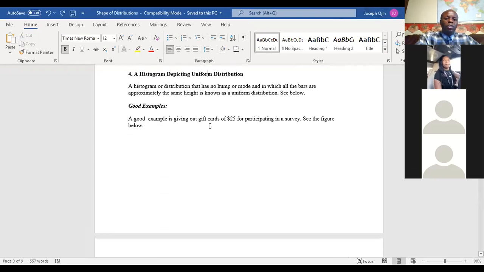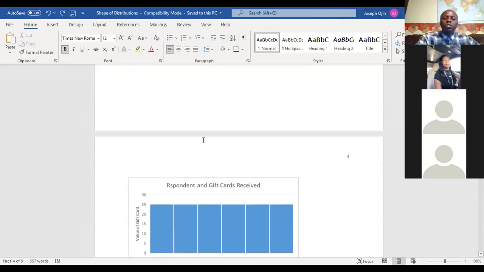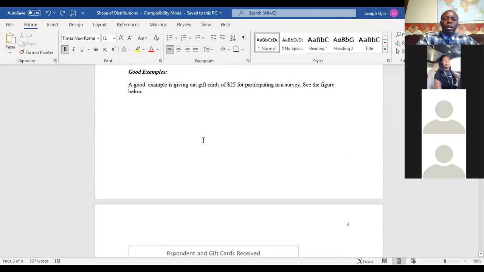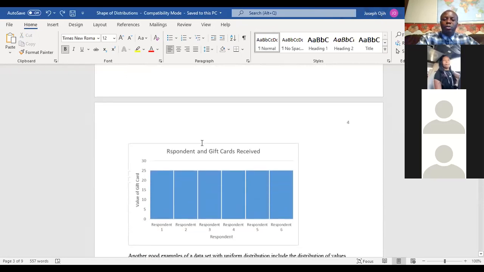The one we call uniform distribution. In that case, there are no peaks. They have the same size. A good example is this. Suppose somebody wanted you to participate in a survey, and it says, if you participate, they will pay you $50, or they will give you a $50 gift card. For anybody that participates in that survey, they give them a $50 gift card.